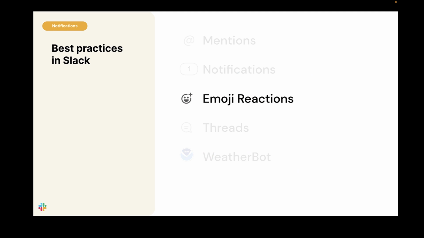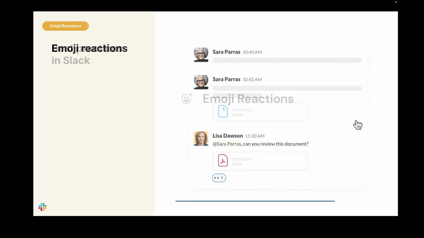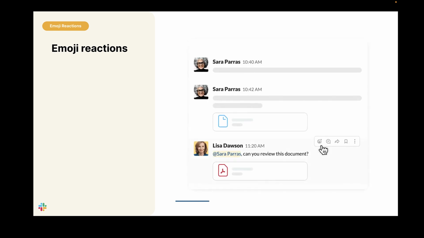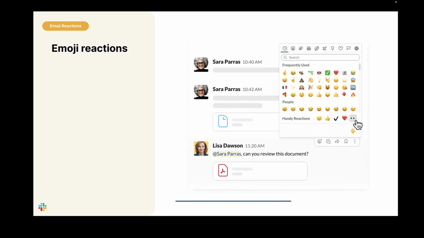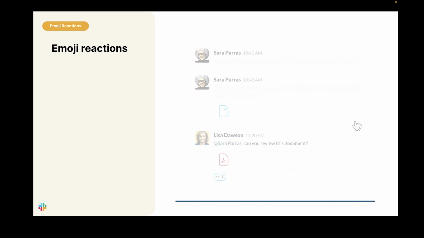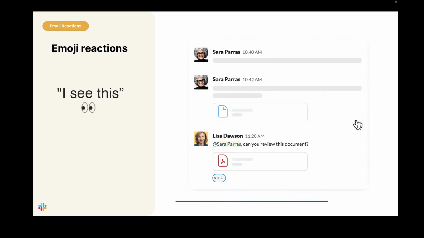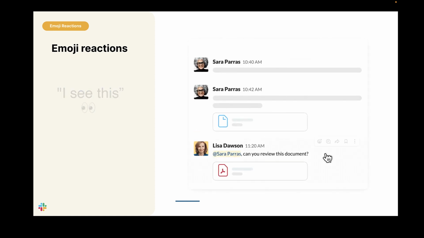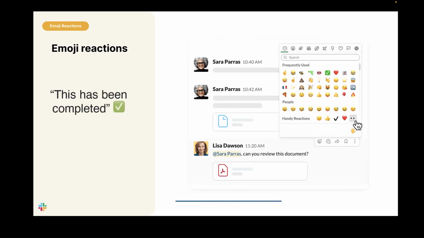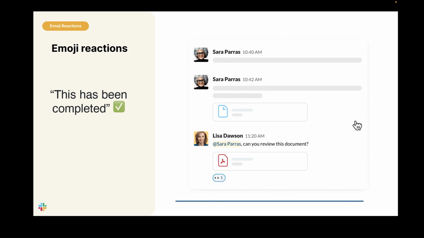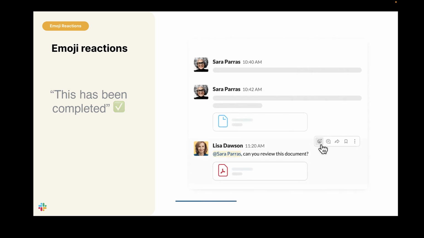Emoji reactions are a way to visually respond to a message without any typing. In NWS Chat 2.0, certain emojis mean different things. Reacting to a message with a set of eyeballs means, "I've seen this," or "I'm looking into it." And reacting to a message with a check mark means, "This has been completed," or "This question has been answered."